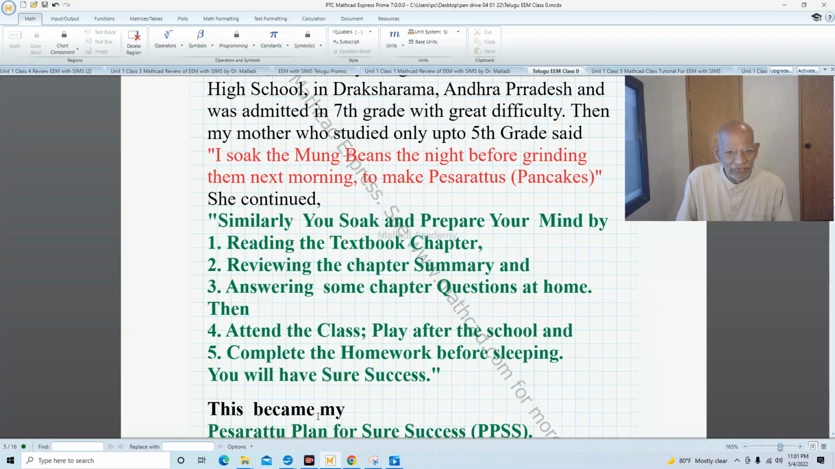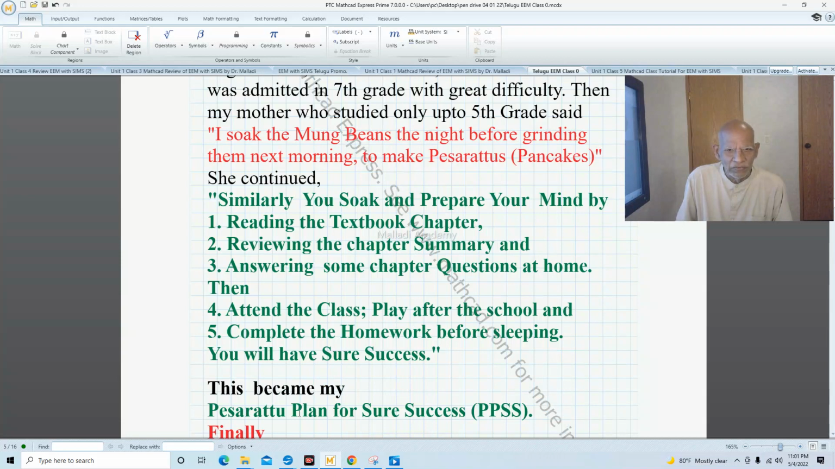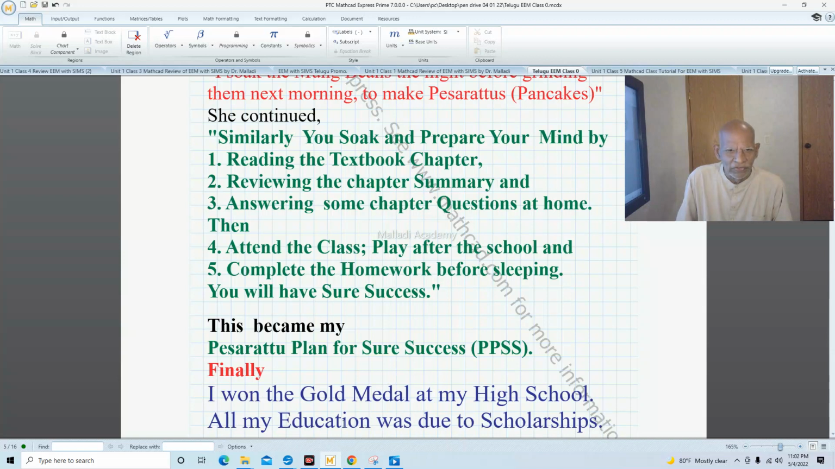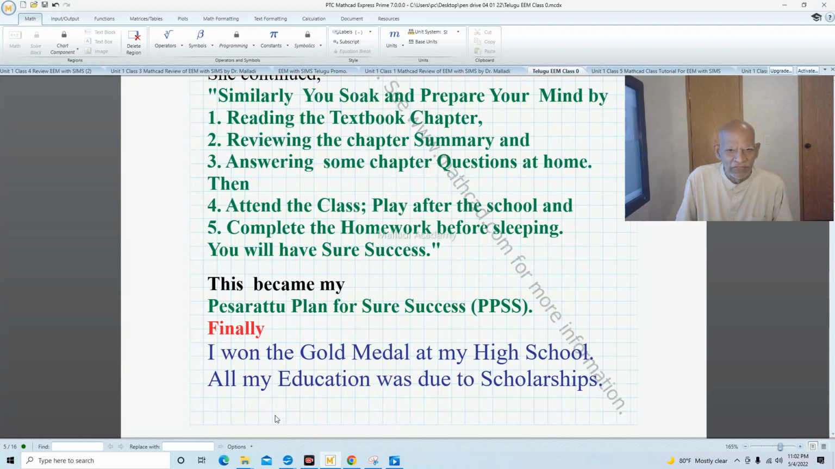I religiously followed her advice, and this became my Pesarattu Plan for Sure Success, or in other words, PPSS. Finally, the very next year, I got a scholarship so that I could pay reduced fee to the school, and I won a gold medal at my high school. All my education was due to scholarship. I didn't spend any money for my education until I completed my PhD in the United States.